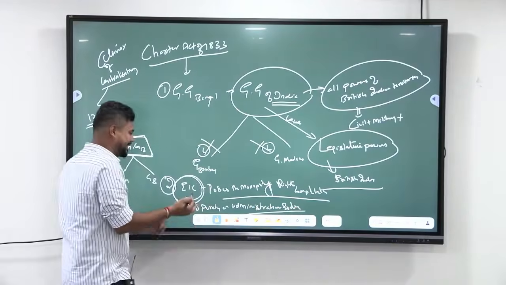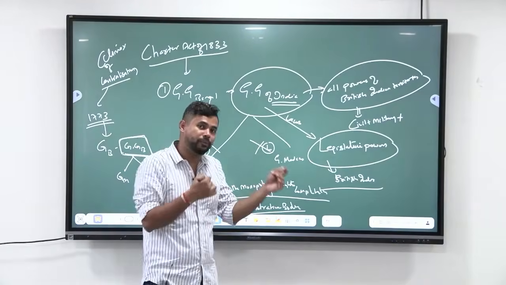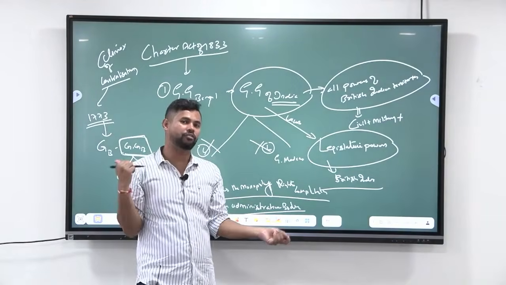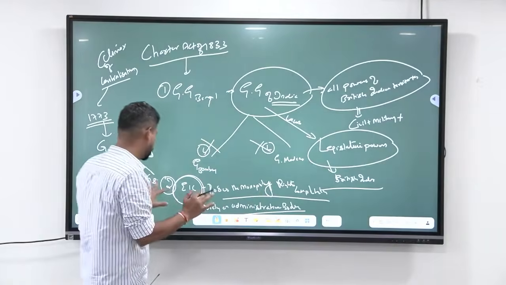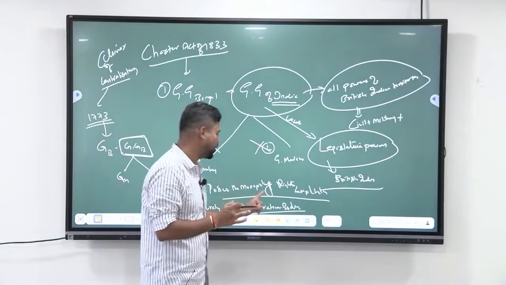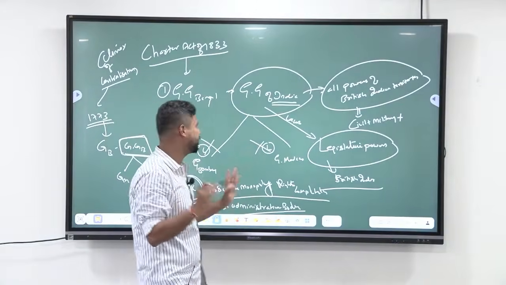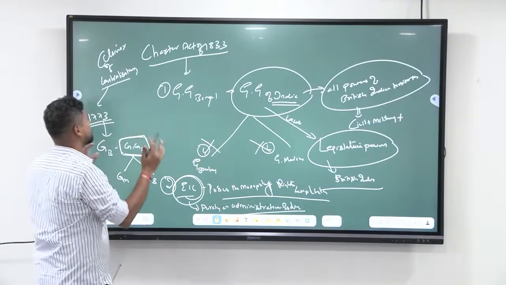That is, it just takes care of the British Indian territories on behalf of the British Crown. That is all it does. So that is why East India Company becomes purely an administrative body. So overall, you understood what exactly is the Charter Act of 1833.